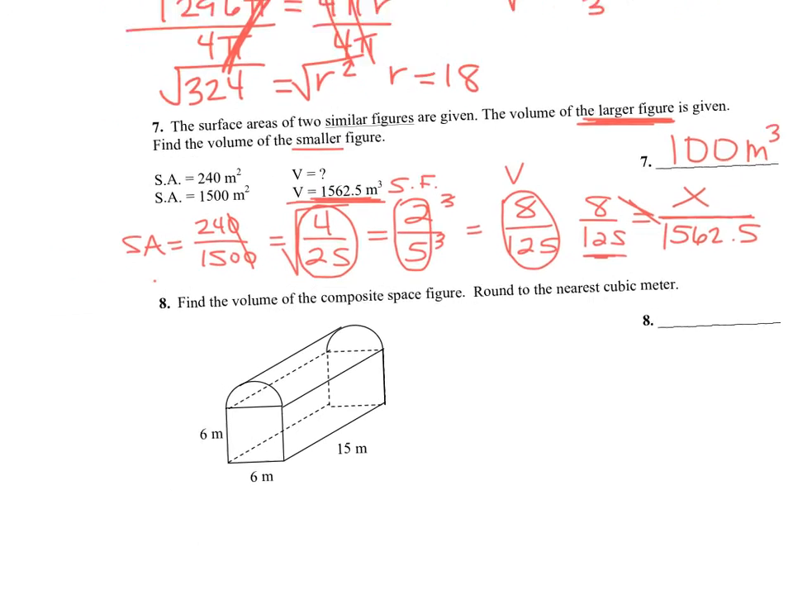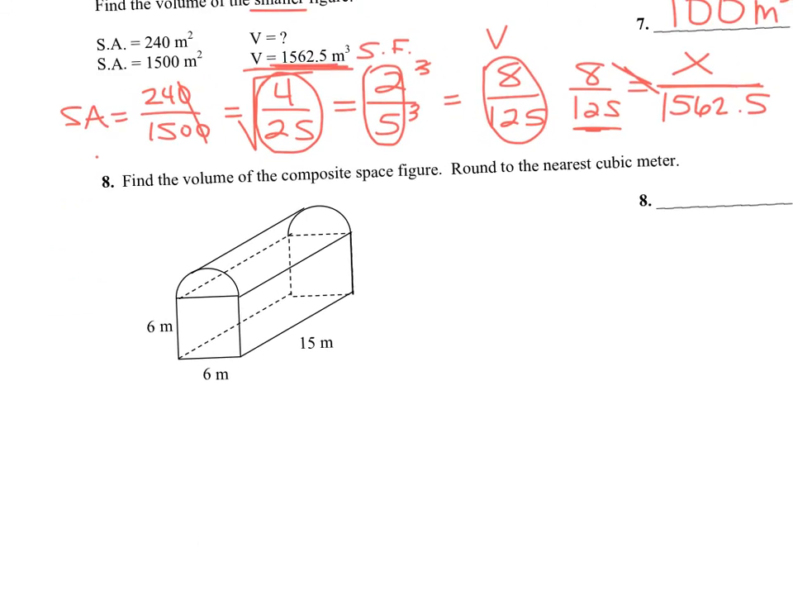All right, number 8. If we're gonna find the volume of a composite space figure, what are we actually finding the volume of here? Two different things. Half a cylinder and a rectangular prism, okay? So let's just start with the volume of the prism because I feel like that's the one that is easier for people. Volume of a prism is the area of the base times the height, or since it's a prism, length times width times height is fine, okay?